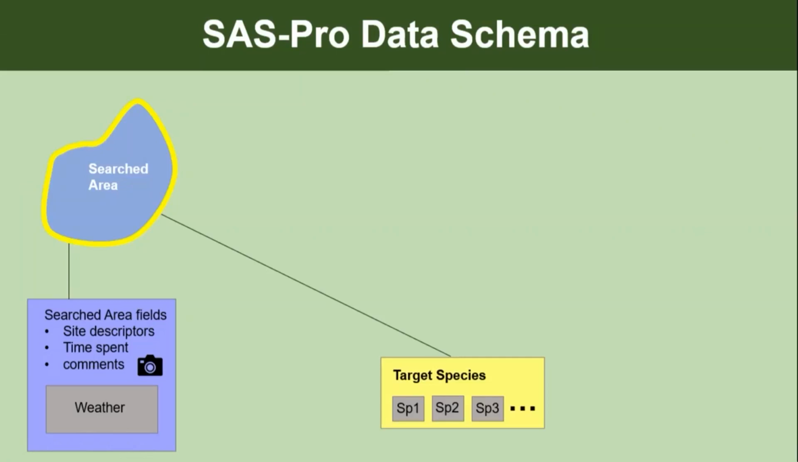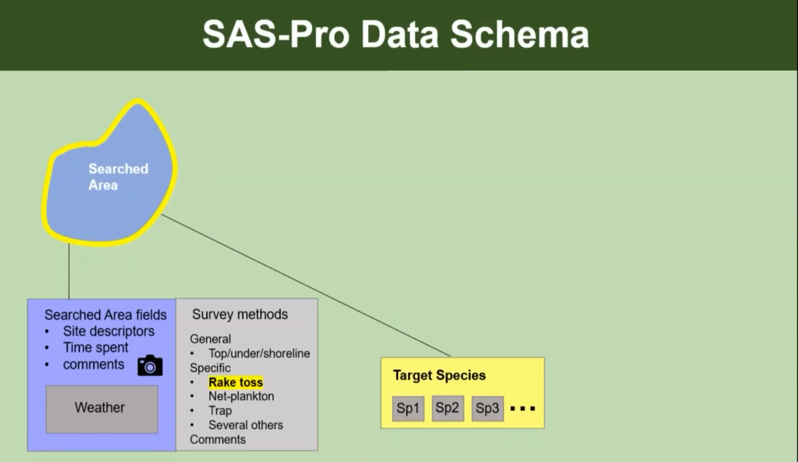One unique thing that the SAS-Pro form has is this option to select target species. I'll explain why that's important later, but this is where you list out the species that you are actively looking for. And then you select a survey method for your searched area. You pick between top, under, and shoreline, and then you pick the specific method you're using, like rake tosses, linked nets, traps, and some other options. Rake toss is definitely the most commonly used and what the survey was first designed around.